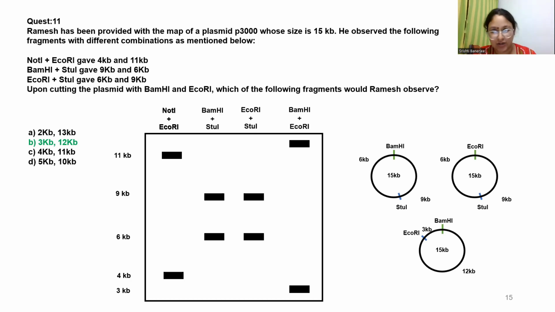9 goes for StuI, so 9 cannot come here, and it has to be 6 plus 6, 12. So you add it up, and it will give you one entire fragment of 12 kb. And 15 minus 12 is 3. That is how you deduce this from the figure. Clear?